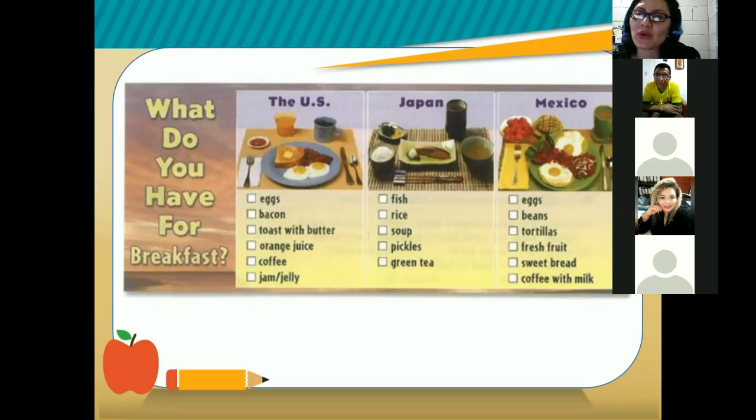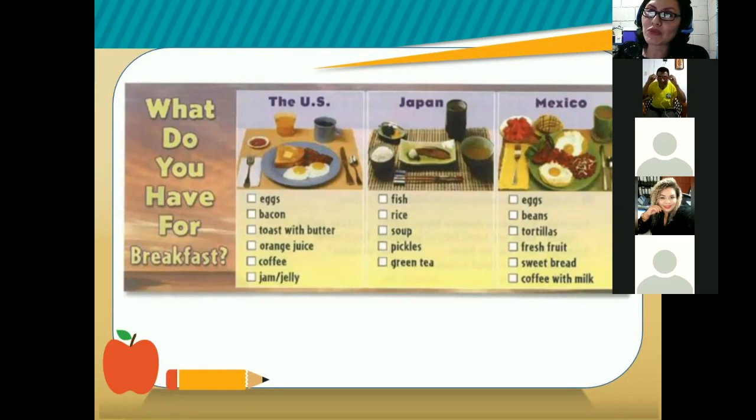What about Mexico? Who wants to read the information from Mexico? ¿Puedo? Yes, you can. Eggs, beans, tortillas, fresh fruit, sweet bread, coffee with milk. Thank you very much. Okay, actually, that's true. This one sounds a little bit more familiar, right? Because they have eggs, as we do, right? Beans, because we include beans in our breakfast. I mean, almost everyone, casi todos, ¿verdad?